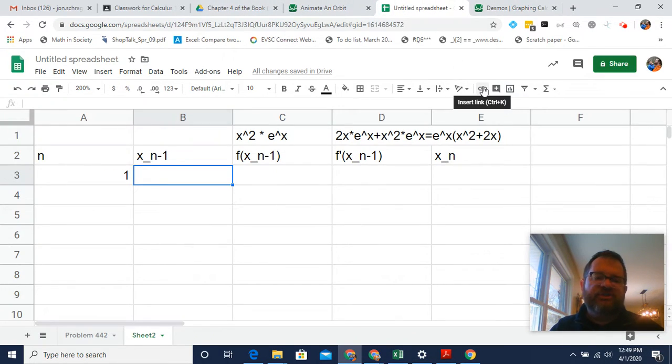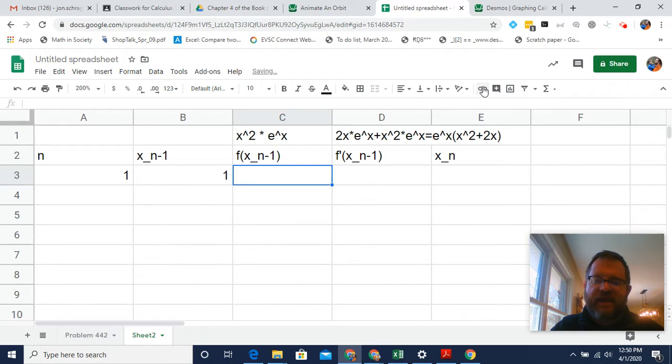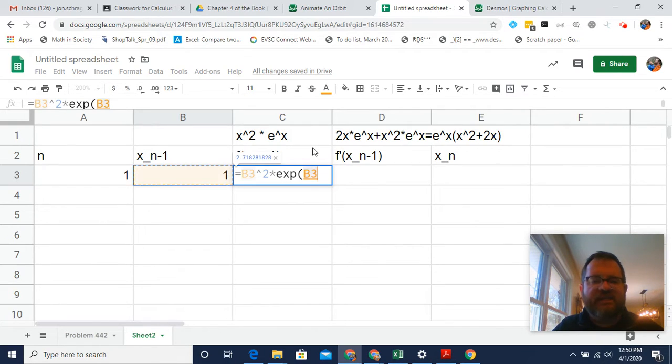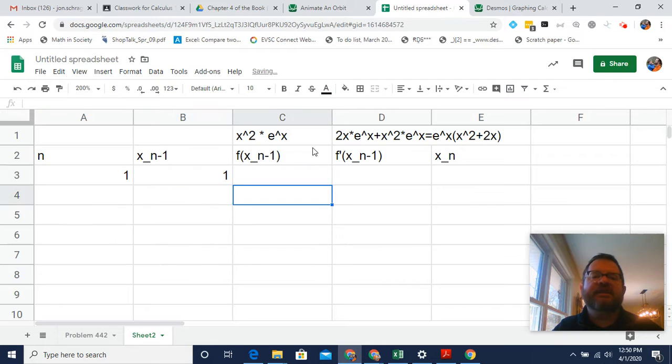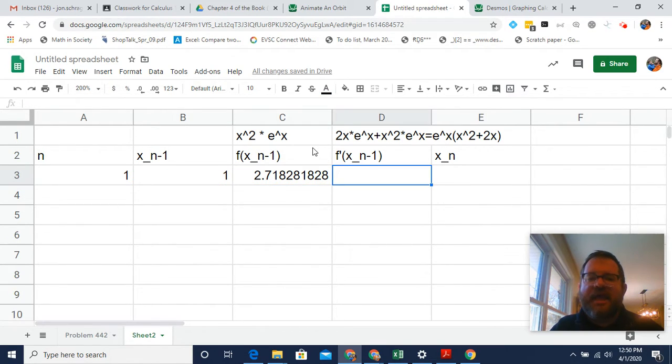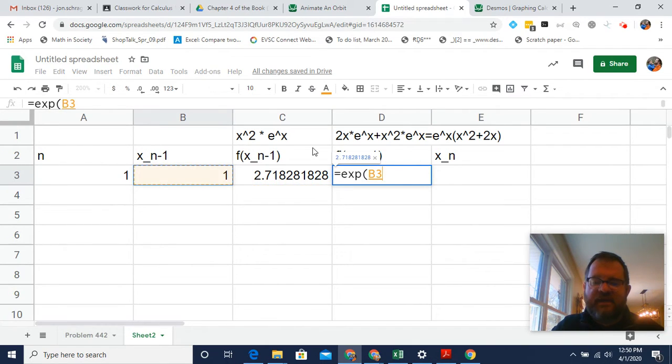All right, where am I? This one. So x sub n minus 1, our first guess, will be 1. Then our function f of x sub n minus 1 is x squared e to the x, equals this thing squared times e to the x. If you don't know, e to the x can be written exp of x. It gives us that. Hey, that's e. That's interesting. That makes sense, actually. And then f prime is equal to exp of x times the quantity x squared plus 2 times x.